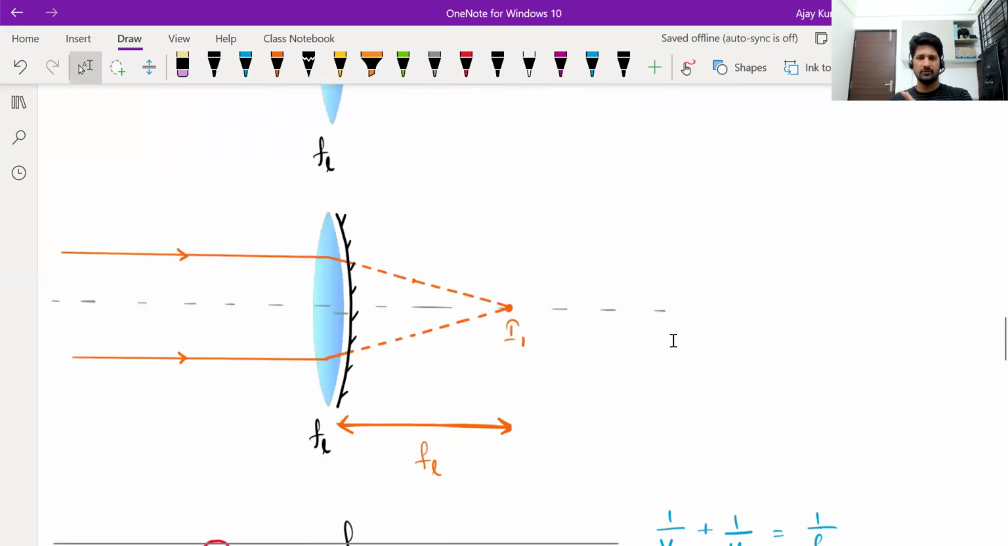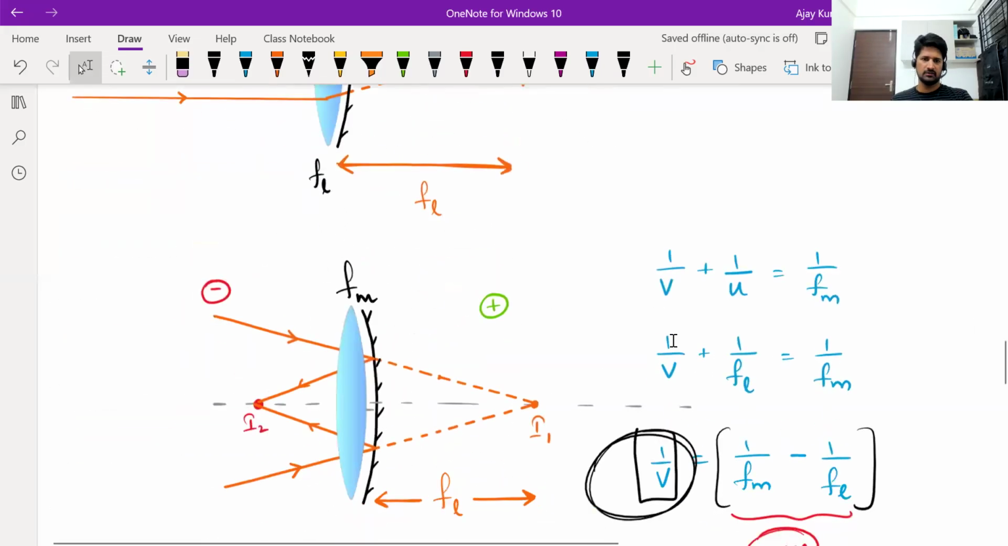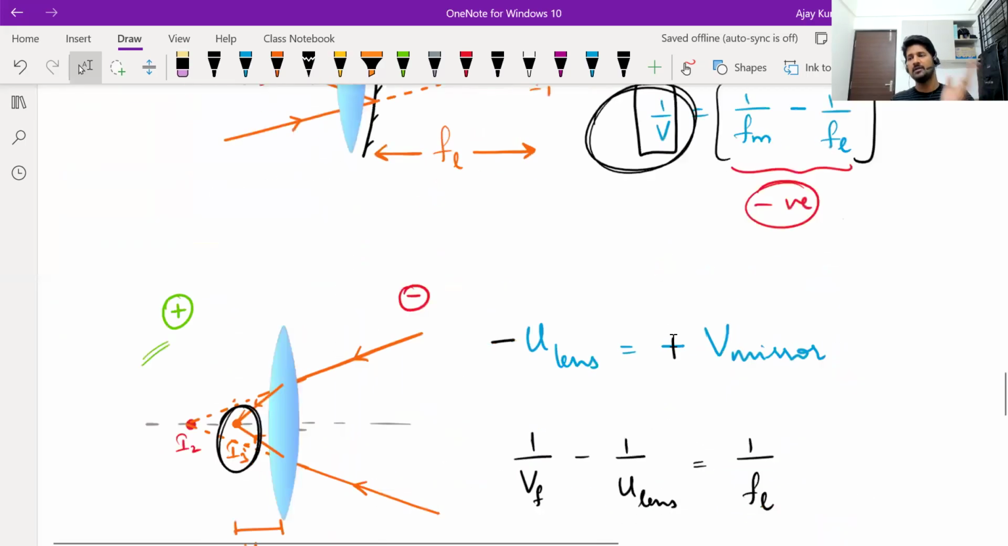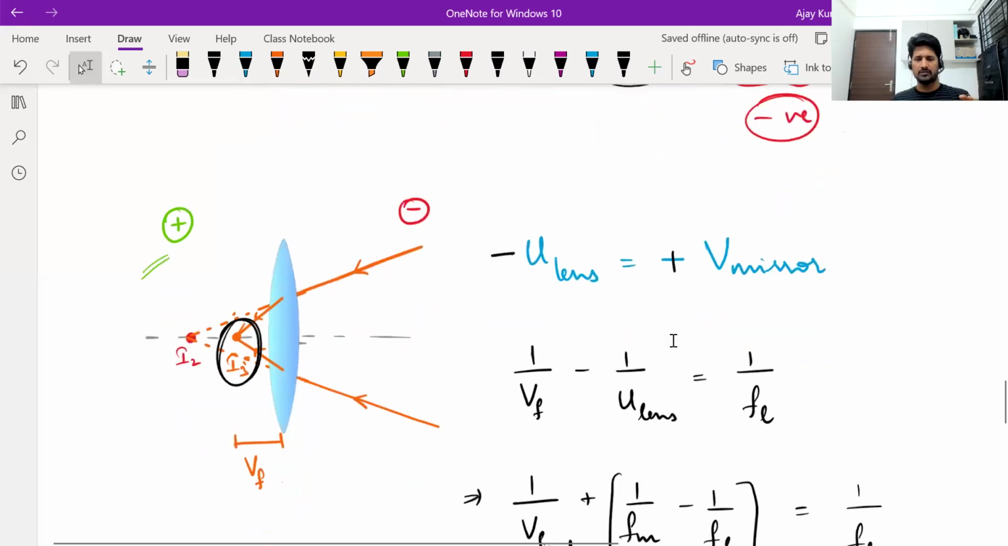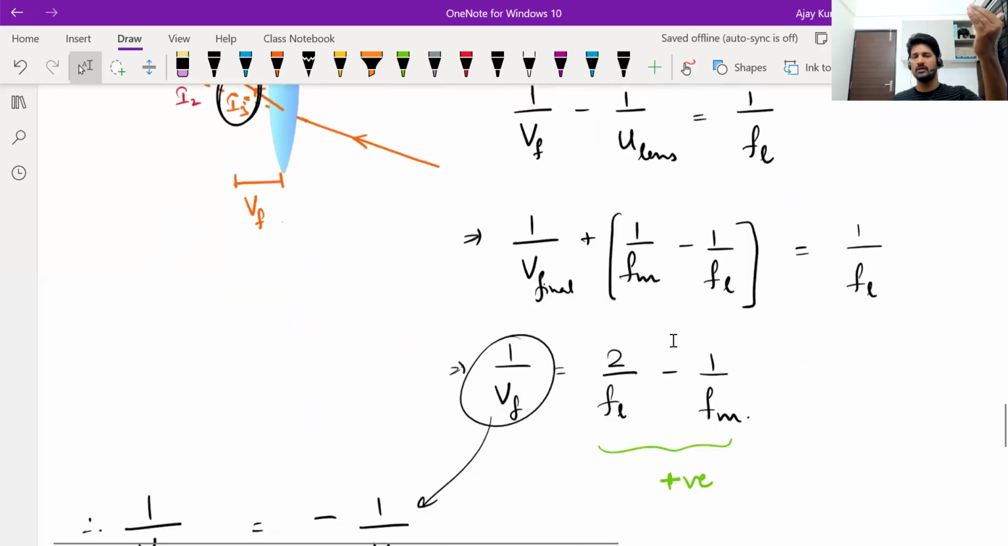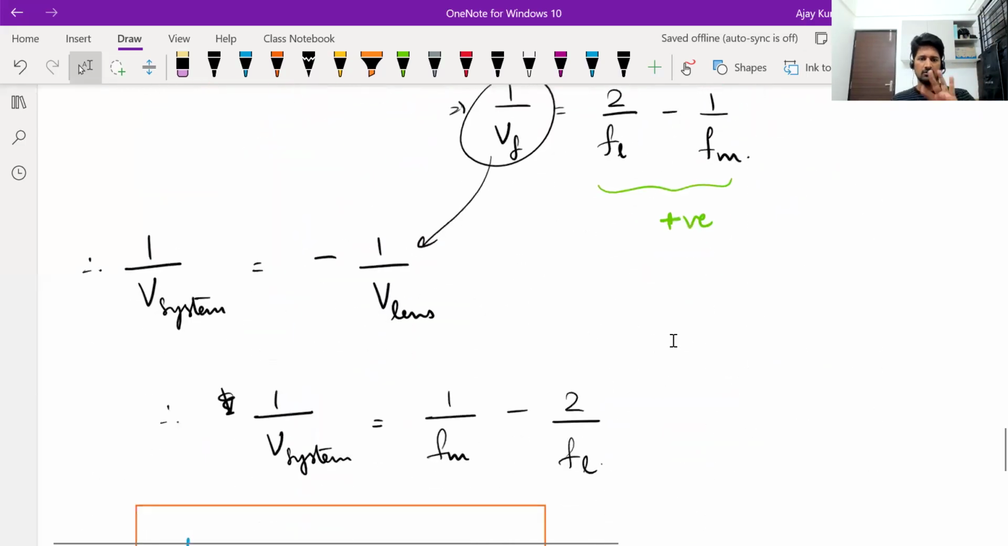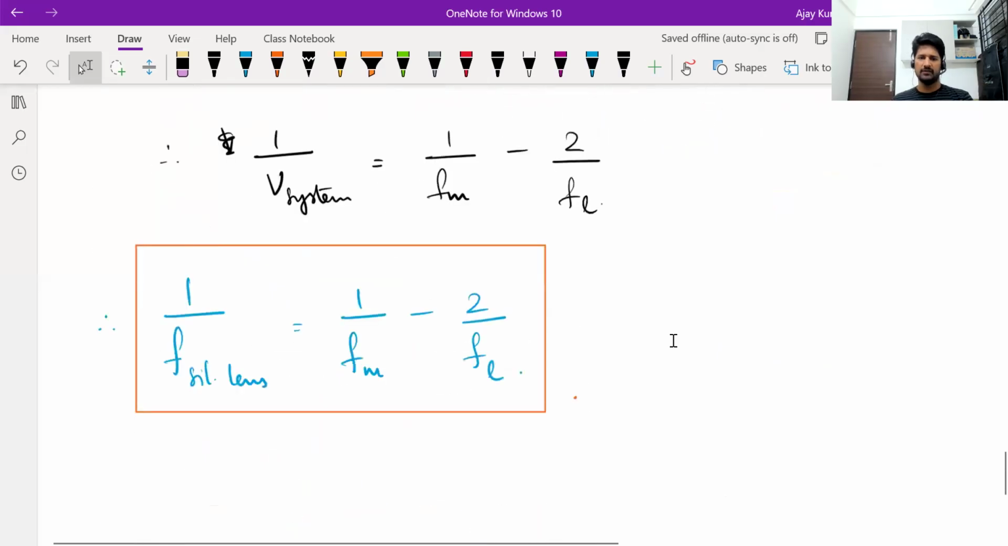That image behaves as object for the mirror. We found out where the mirror forms the image. The image formed by the mirror behaves as an object for the lens for the light that is coming back. But for the light that is coming back, you will have to change the sign convention. Sorry, change the reference. Whatever it is, we found out where the final image forms. But remember, we had changed the signs in between. You have to change it back because you are looking to get the focal length of the original system, not this final lens. So we apply another minus sign and finally we get it this way, 1 by Fm minus 2 by Fl.